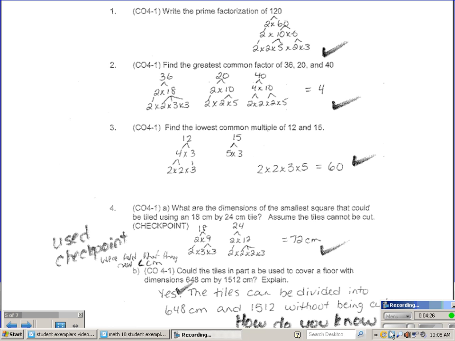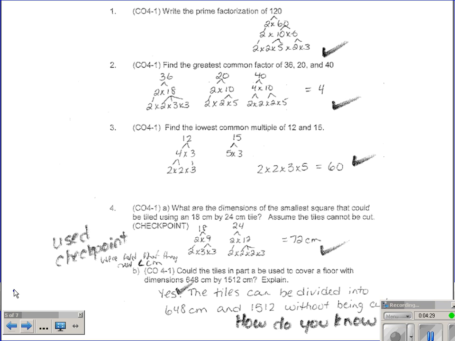Okay, for this exemplar, I would give this student a level 3 because they've met the level 2 question is correct. Both level 3 questions are correct, so they're at least a level 3. When you get to the level 4 questions, they've done the process right, but they had to use the checkpoint. So they didn't know to apply the lowest common multiple process to this question, and then they didn't actually write what the dimensions are. And then this explaining question part B, they didn't really explain it. They could have just guessed on that one. So they're a level 3.